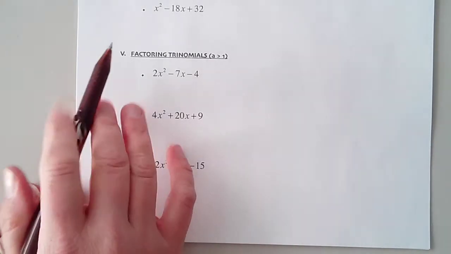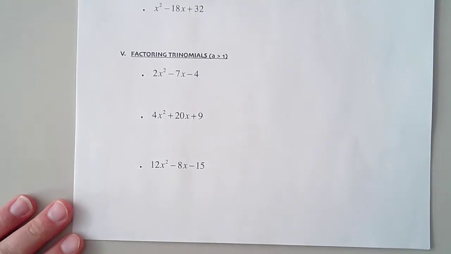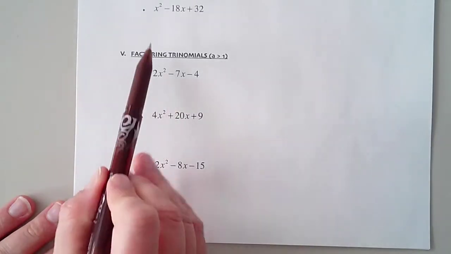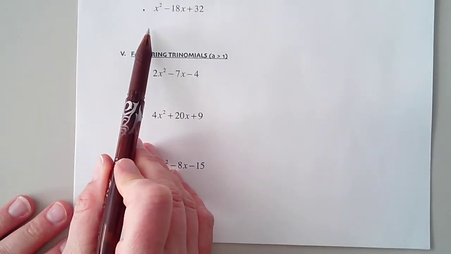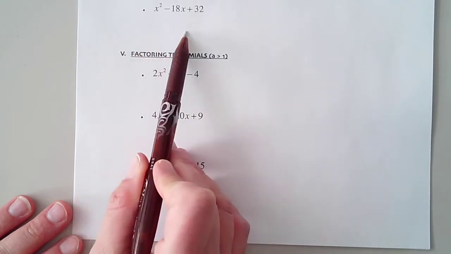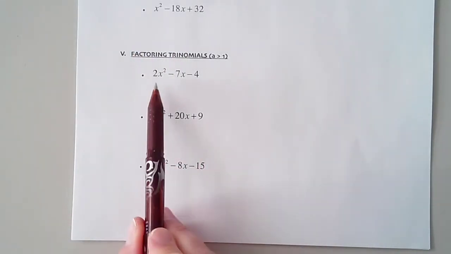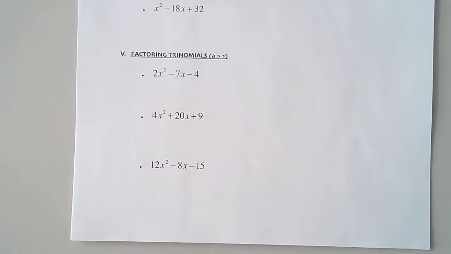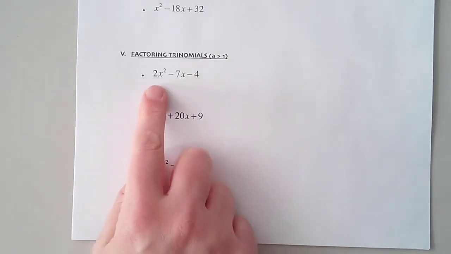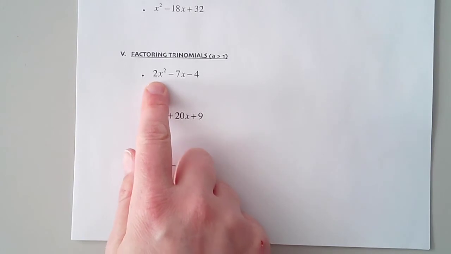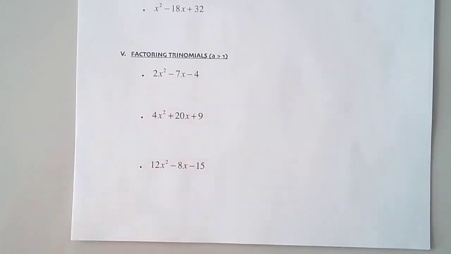Because if you remember up in this section up above, and I don't have mine filled in here on this copy, we were always able to start with parentheses that just had an x and an x, and then we could do x plus something or x minus something. Now we're going to have to take into consideration that those first two terms have to somehow multiply to make 2x squared instead of just multiplying to make x squared.